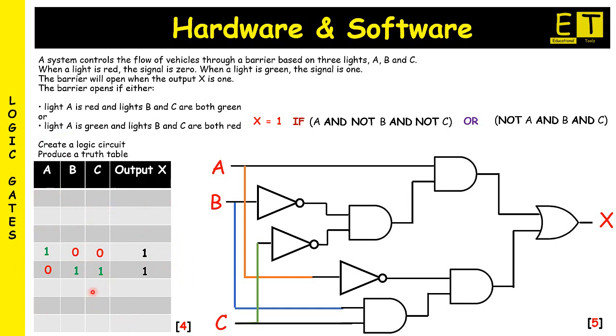But we need to put in the different combinations of inputs. So 1, 1, 1 will be equal to output X as 0. 1, 1, 0 is also 0. 1, 0, 1 would be 0. 0, 1, 0 is 0. 0, 0, 1 is 0. And 0, 0, 0 will output 0.